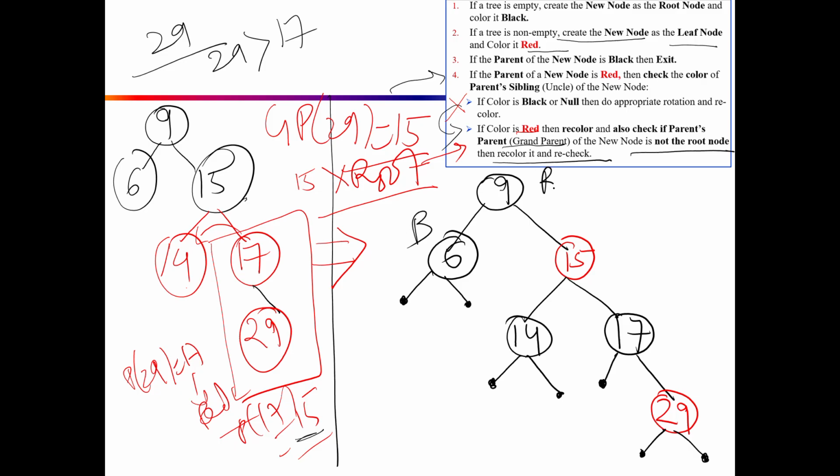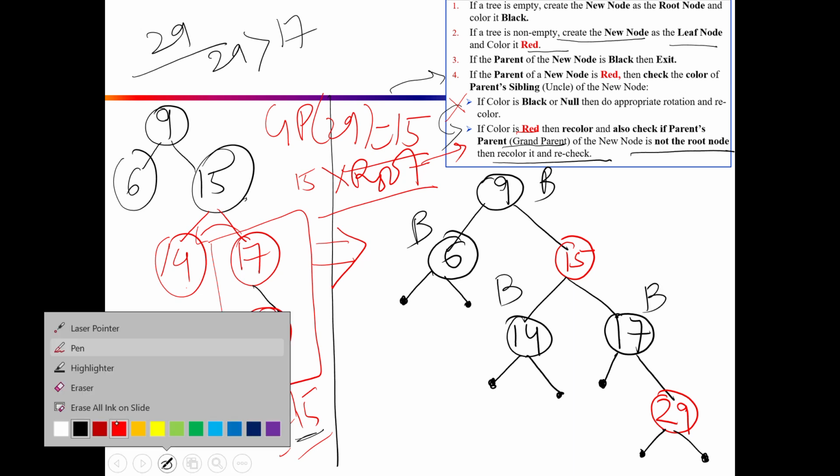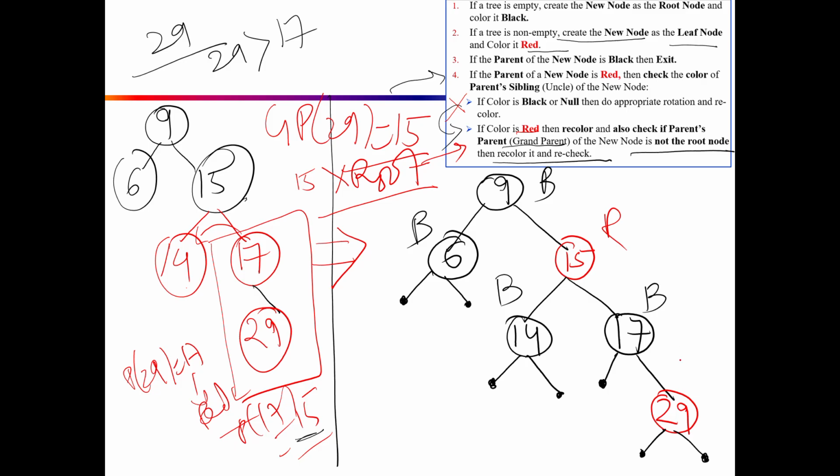So now we have nodes number 9, 6, 14 and 17 as black, and I have nodes 15 and 29 as red. So now let me just go through all the properties of the red black tree. Root is always black, yes. Nodes are all either red or black, yes. If a node is red, then both its children are black, yes. Fine.